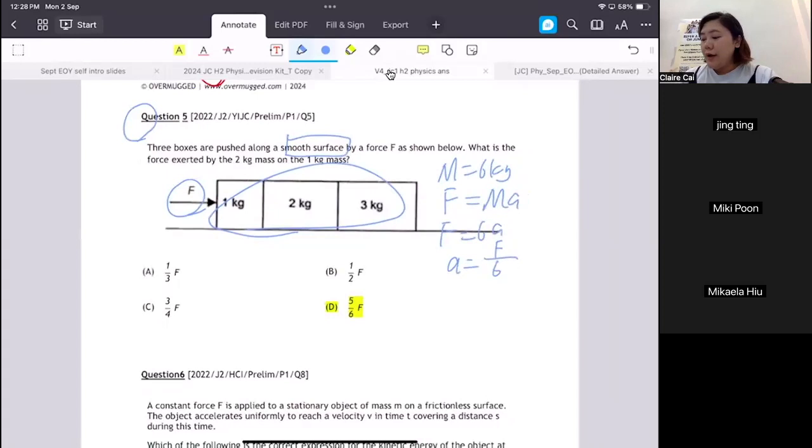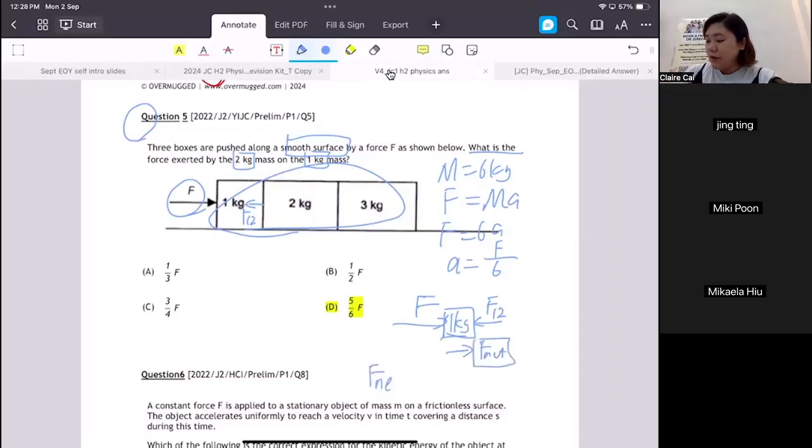Correct? So right now, if I'm looking at what is the force exerted by the 2 kg on the 1 kg mass, meaning this force over here, I'm going to call this one F12. So divide and conquer. If I only care about that force acting on 1 kg, let's just draw out the 1 kg. You have the F that is acting forward, and you have this force from the 2 kg that is acting backwards. It's still accelerating to the right, so it means F net to the right. Take this direction as positive. Your F net should be F minus F12.